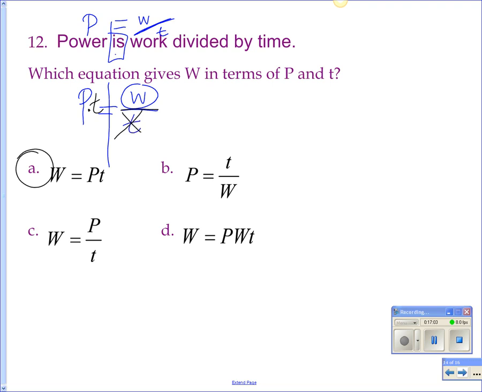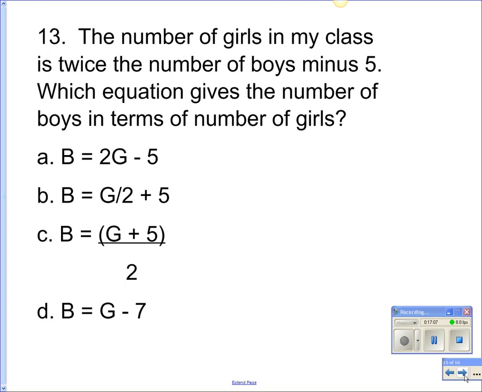All right, last one. Number 13. Tyler, read it. Okay, what's the first thing we have to do? We got to make an equation. Good, thank you. So, the number of girls in my class, we can let all of that be one letter. What letter do you want to be the number of girls in my class?